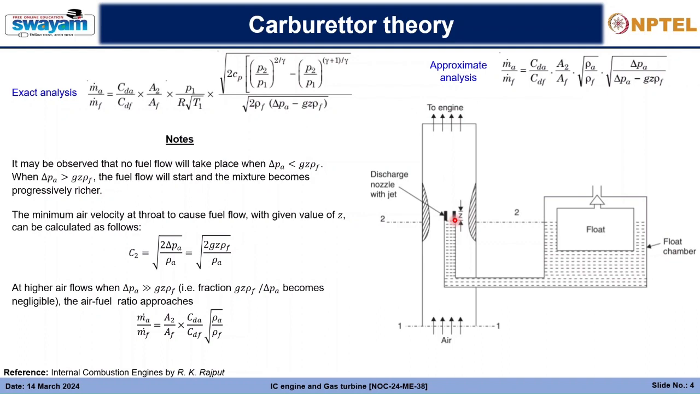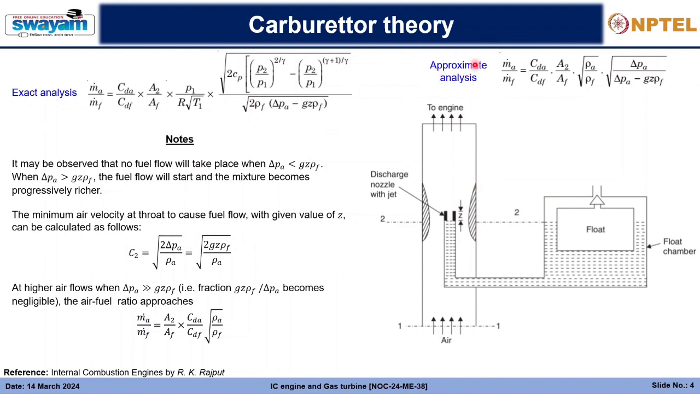The reason behind the passage of any fuel or air is the pressure difference that is created. So the pressure here is lesser than the pressure out here. Accordingly, the fuel and the air pass through the venturi throat, and that's where we need to calculate the mass of air and mass of fuel. For calculating these, we can apply two types of methods: one is the exact analysis and one is the approximate analysis.